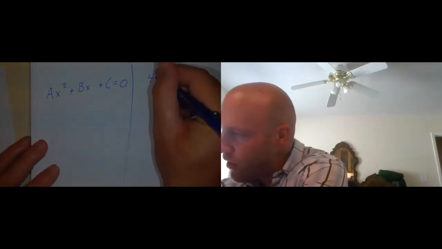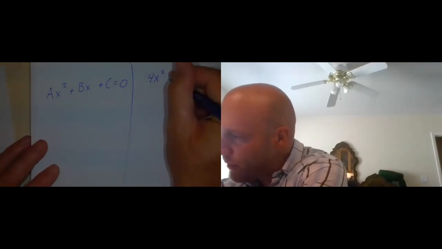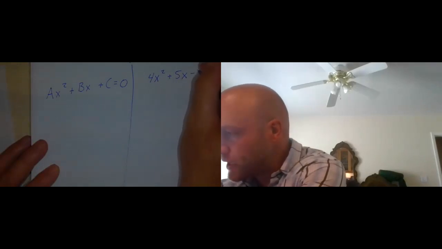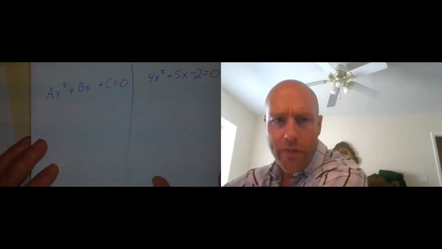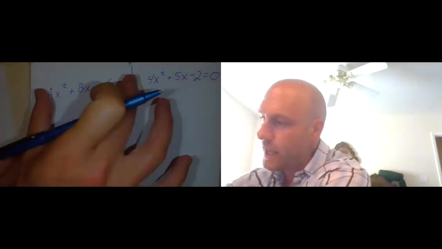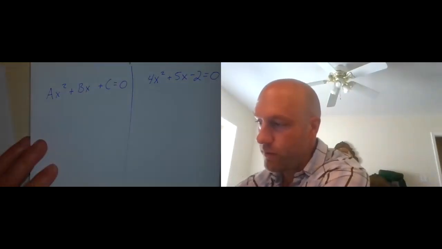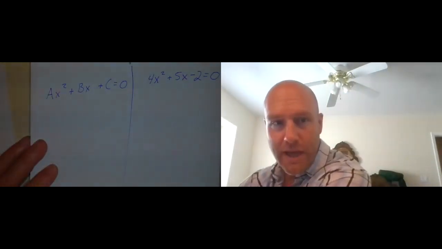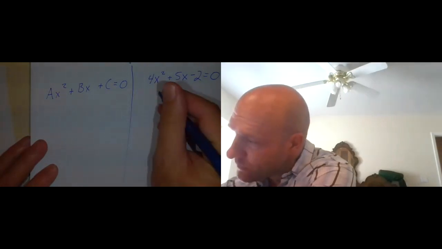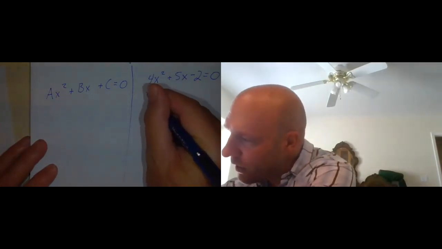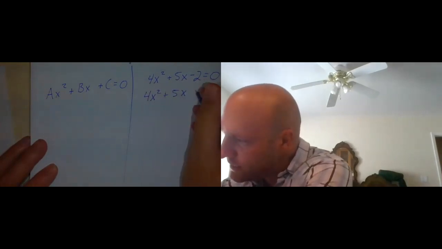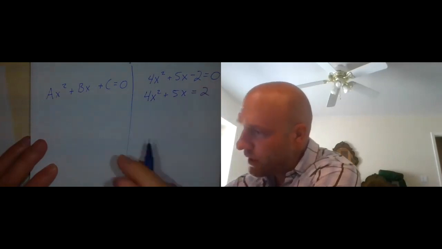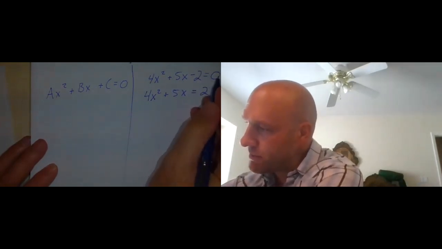I'm going to do, let's say, 4x squared plus 5x minus 2 equals 0. So we can see what the steps look like on real numbers and how the analogy works with these presumed numbers a, b, and c, these variables. So I'll start over here on the right-hand side, where I will say 4x squared plus 5x is equal to 2, just moving that constant term to the other side.